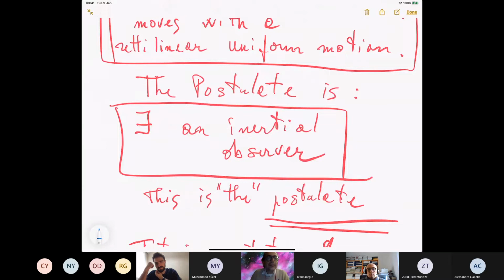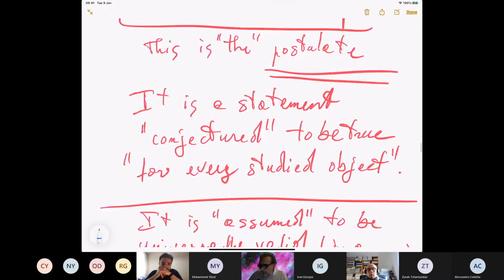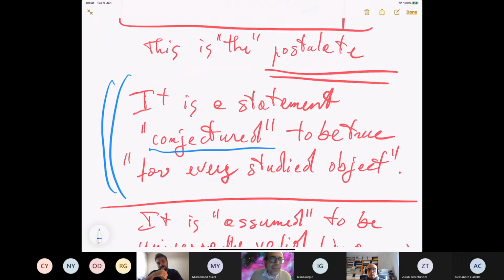This is a postulate. We are talking about every particle, and we say that at least one observer in the universe sees all particles which are free to move in a uniform rectilinear motion. Of course, we should talk, but this is not the moment, about the nature of a postulate. A postulate cannot be proven experimentally.